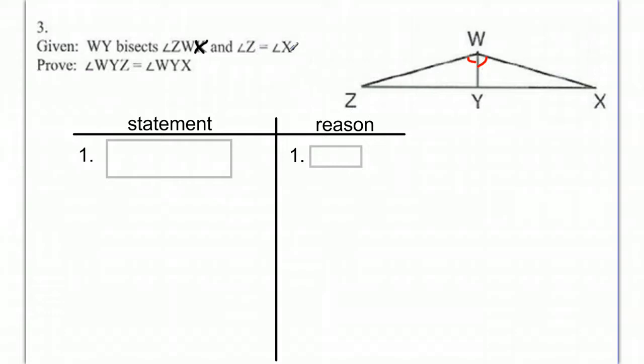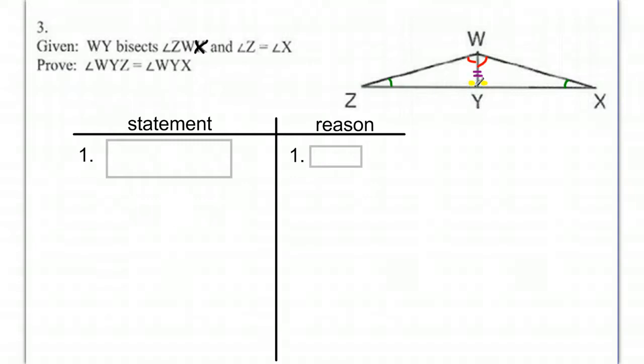We're also told that angle Z is equal to angle X. So angle Z, angle X, those are equal. And just looking at the picture for free things I can find out, I know that a shared side is going to be equal to itself by the reflexive property, so I'm going to mark that right away too. And my goal is to prove that this angle down here, angle WYZ, is equal to WYX, this angle over here. So I want to be able to prove that.